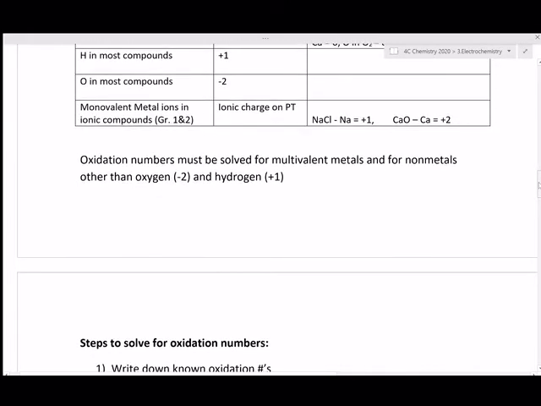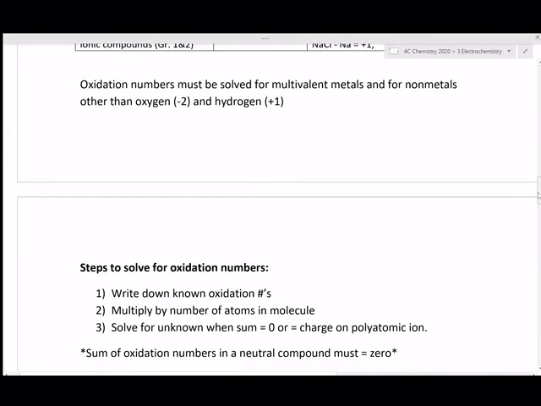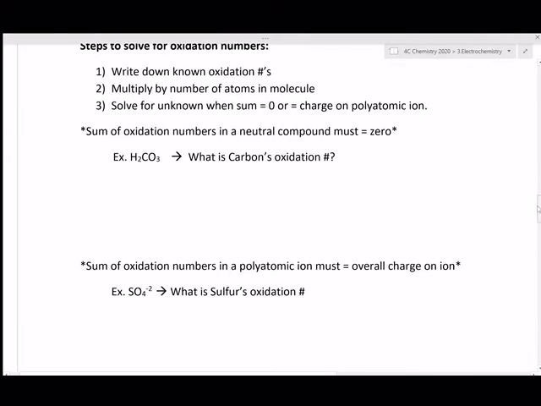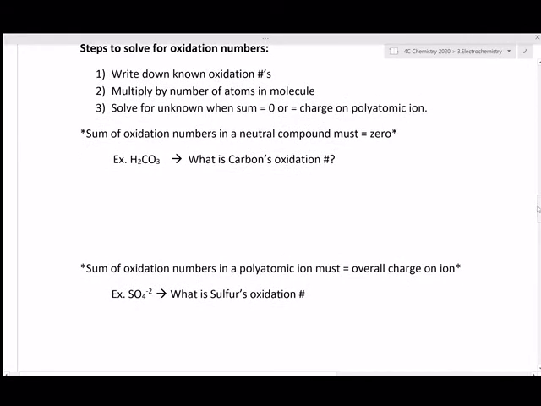Now, if there are any other elements other than what I've just summarized in this table, you have to solve them. So multivalent metals, you have to solve, given the stuff that you know for sure, and any non-metals other than oxygen and hydrogen, you have to solve. So we'll do a couple of examples of this. So solving oxidation numbers, because the reason we're doing this is to figure out if something has gained or lost electrons. We need to know its numbers first to be able to see if it has increased or decreased.